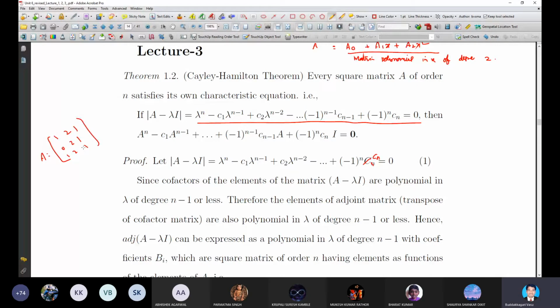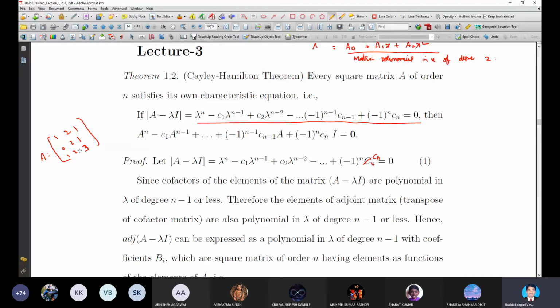Delete the same row and same column. Then take the determinant of the remaining matrix. That is the determinant of 2, 1, 2, 1, 2, 3. Right? 6 minus 2, that is 4. In place of 1, we put 4, and that is the resulting cofactor. Each entry of the matrix can have its cofactor calculated.